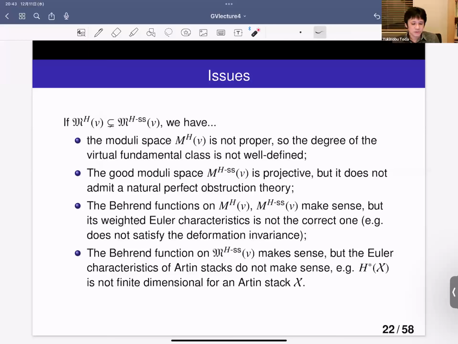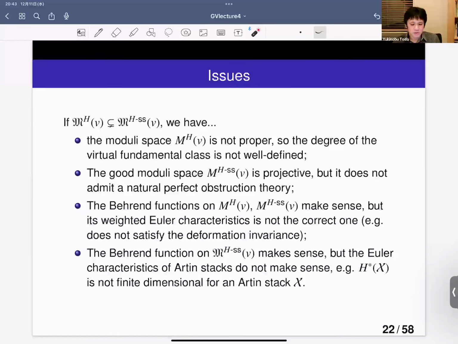The first issue is that we still have the good moduli space of stable sheaves, but this is not proper. So still you can define the virtual fundamental class, which is zero-dimensional. But if this is not proper, then it does not make sense to take its degree. We cannot take the pushforward of the zero cycle to the point.